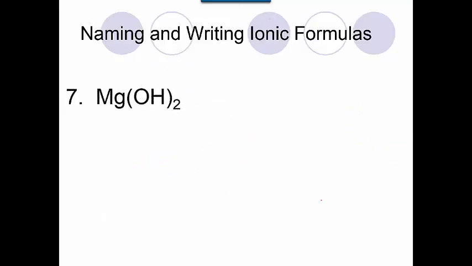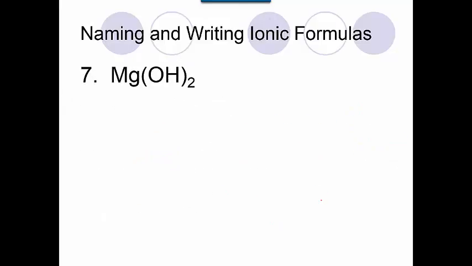Moving on, we have 3 more. MgOH, we know Mg is magnesium. Remember, the first ones don't get any ending changes. We write them just the way they are. And then OH is a special one. It's hydroxide, and it comes off of a polyatomic ion sheet. We don't do any ending changes. It's already called hydroxide. It already has that ending anyway. That's just part of its name.